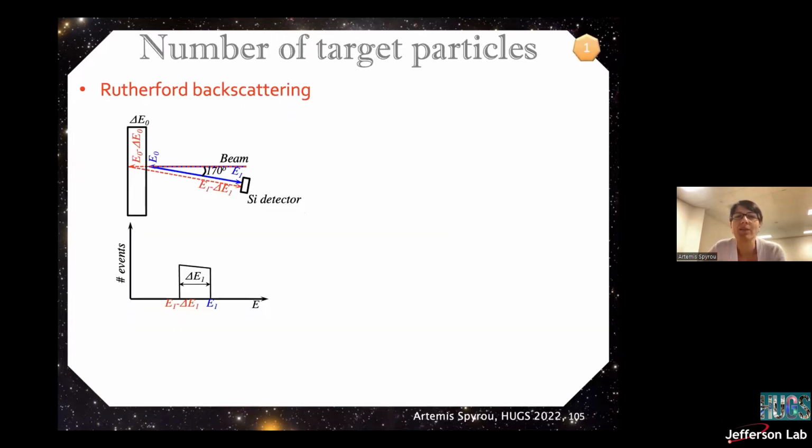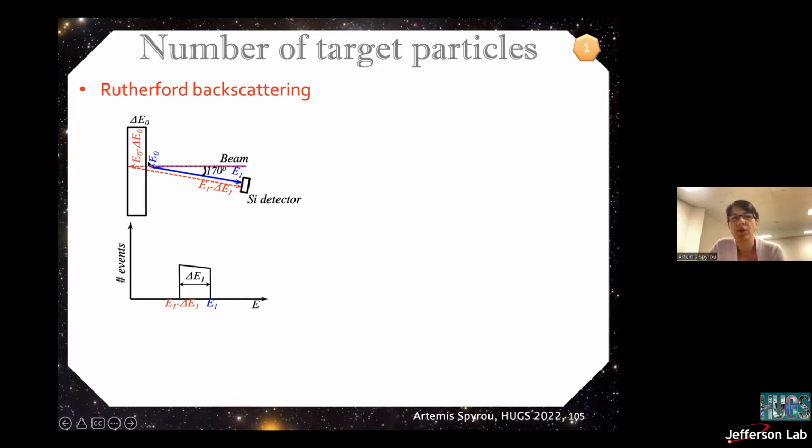The classic way of measuring target particles in our field, the low energy nuclear physics community, is called Rutherford backscattering, or RBS. The idea here is that you have a beam that hits your target, and if the beam interacts, it scatters backwards. That's why it's called Rutherford backscattering. It's from the classic experiment Rutherford did, where they were shooting alpha particles on a gold target, and they saw the alpha particles coming back.